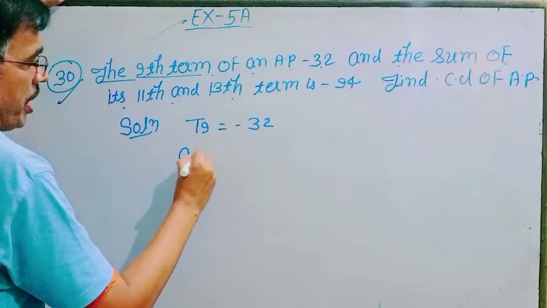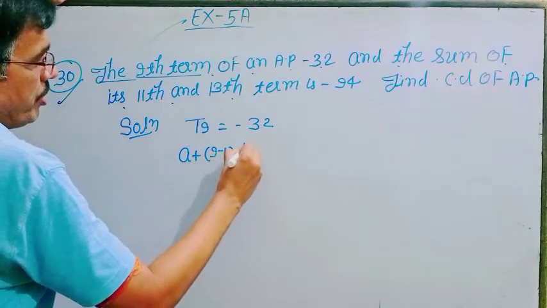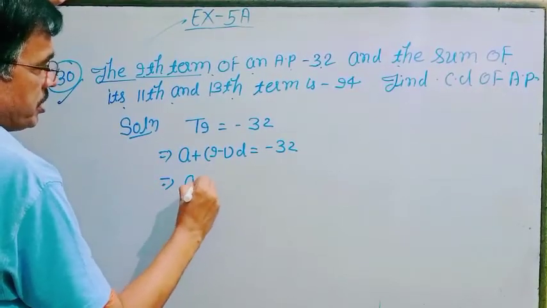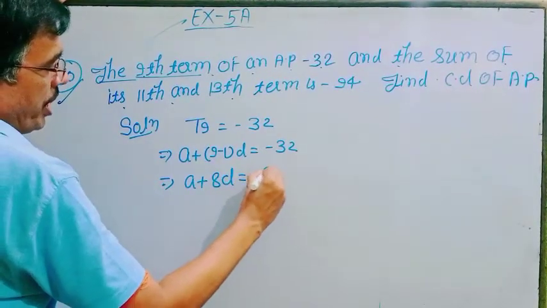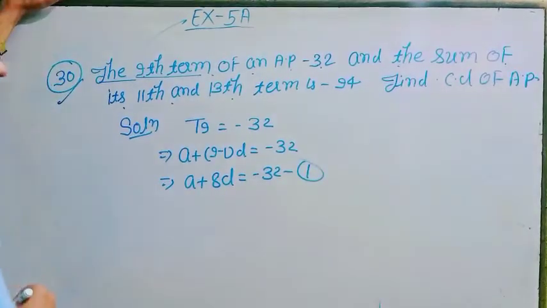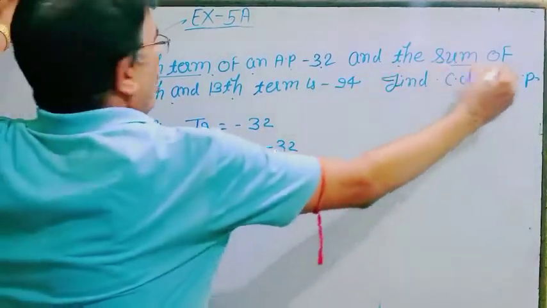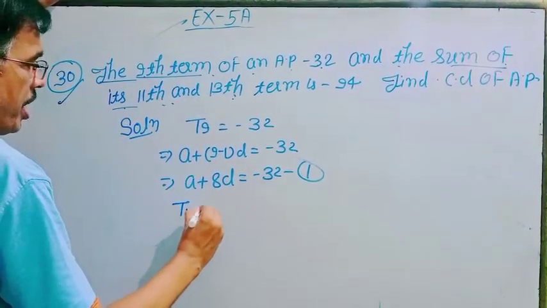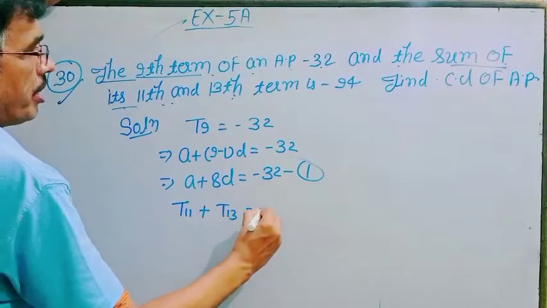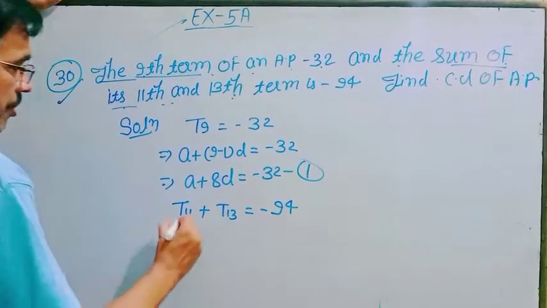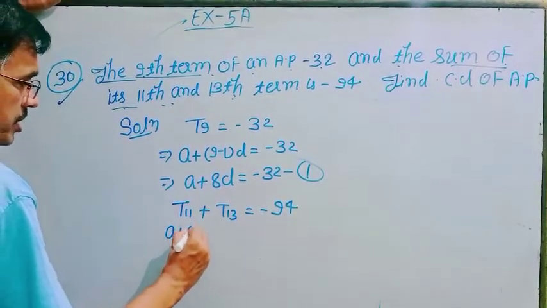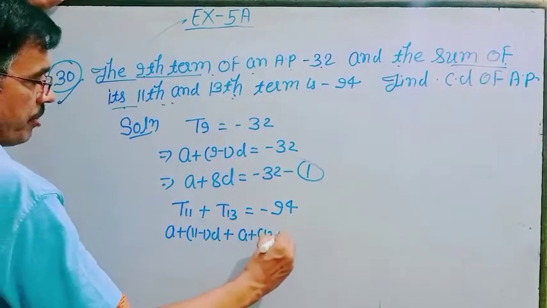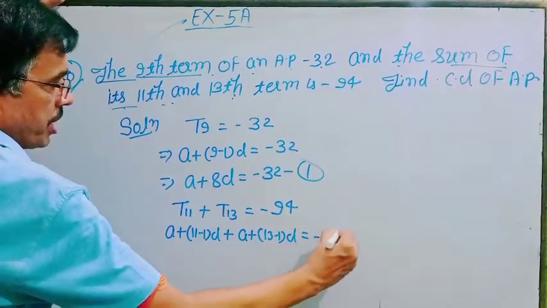T9 means A plus 9 minus 1 into D is equal to minus 32. Here is A plus 8D is equal to minus 32. It is the first equation. Next, the sum of its 11th and 13th term, that is given T11 plus T13 is minus 94. What is T11? That is A plus 11 minus 1 into D plus A plus 13 minus 1 into D is equal to minus 94.